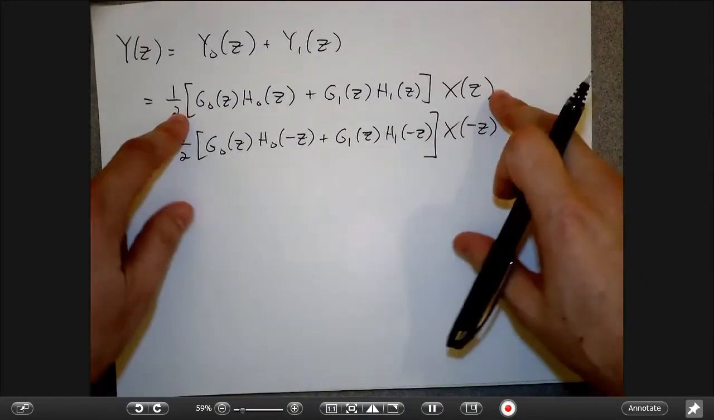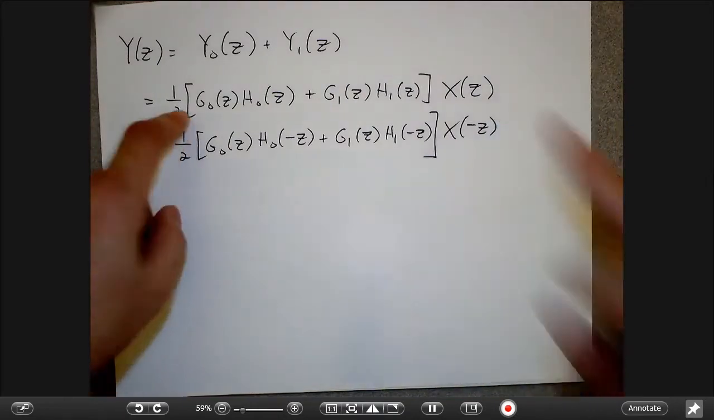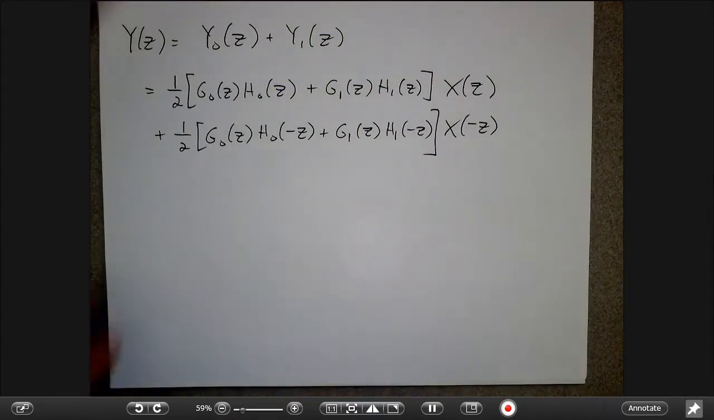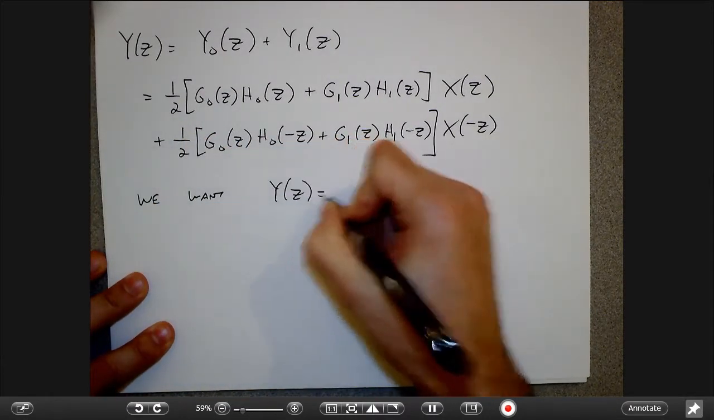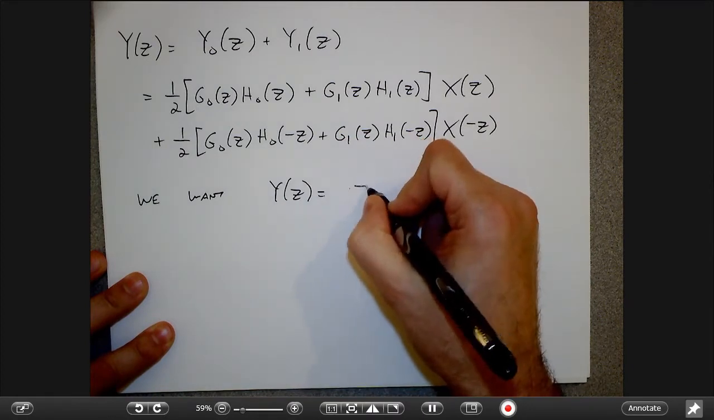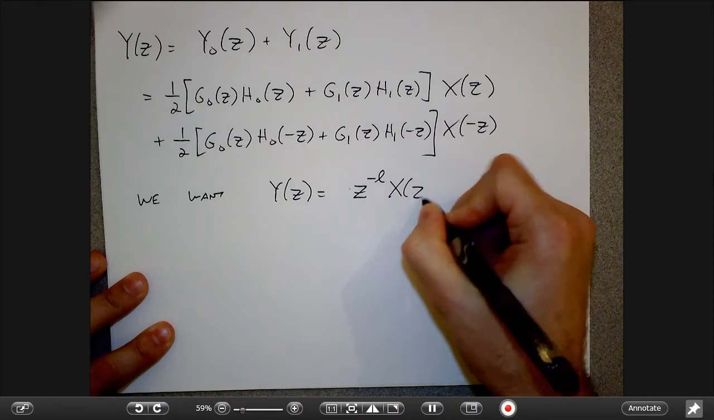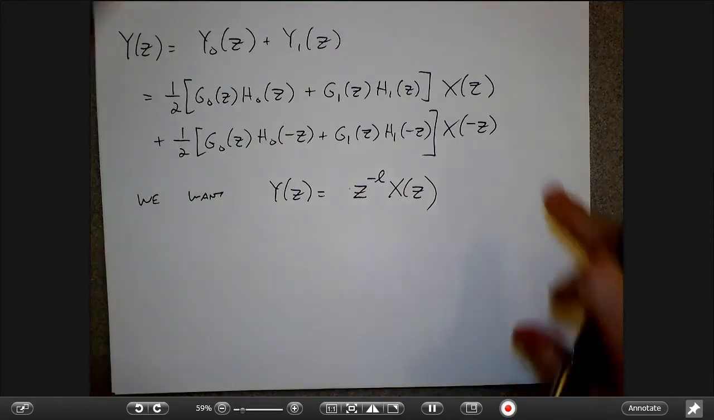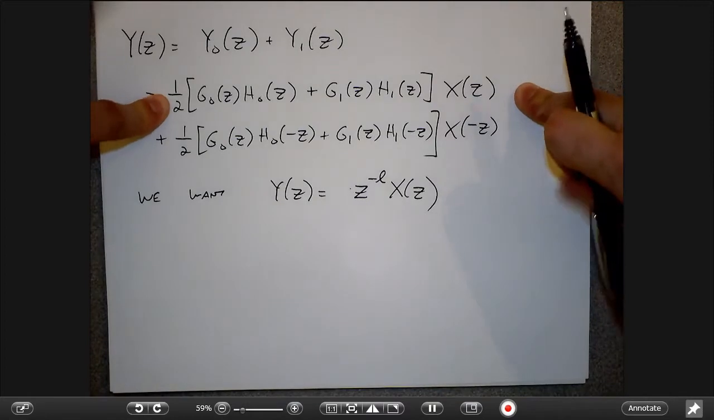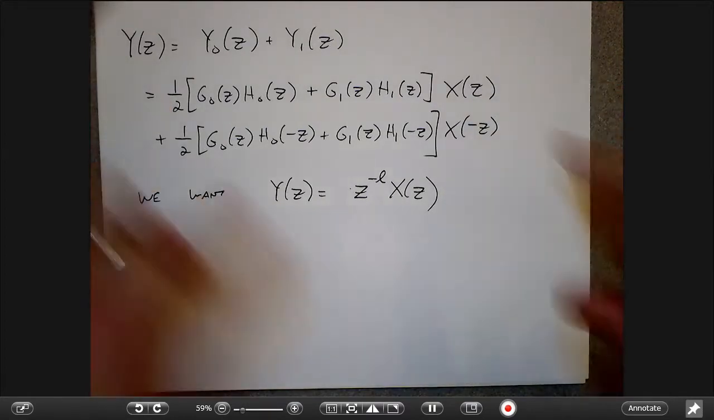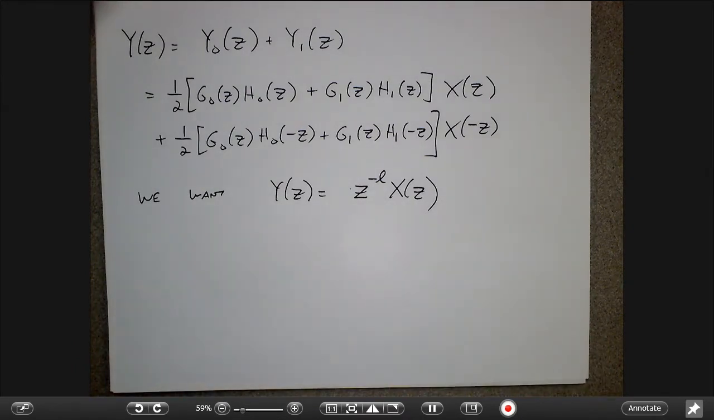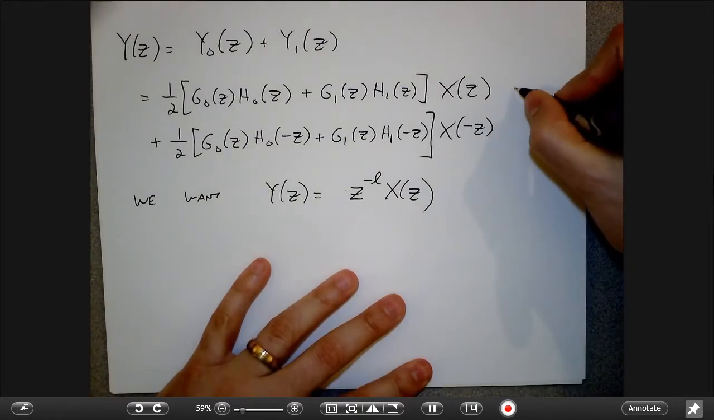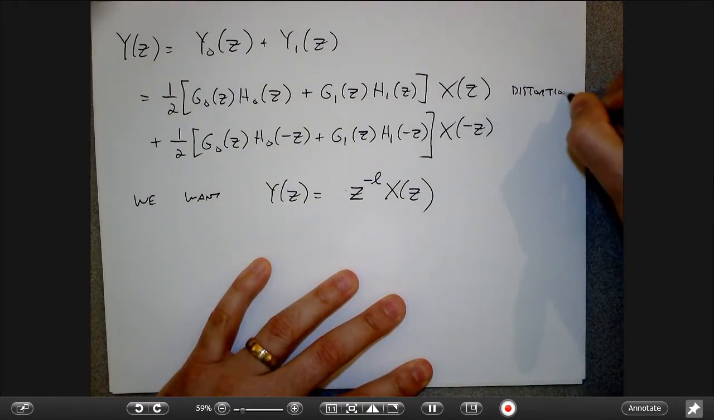The way I think about this is that the first term represents some sort of distortion of the original signal, because remember, what we want is that Y(z) is just some sort of delayed version of the original signal. So the top part is telling me how the original signal is being distorted, and the bottom part you can think about as some sort of aliasing, because X(-z) is like flipping the frequency domain around the middle. So this is kind of like distortion, and this is kind of like aliasing.